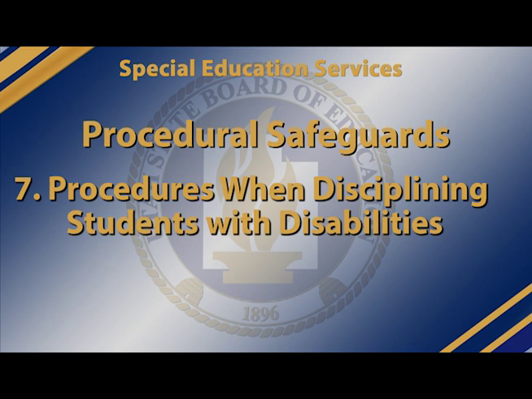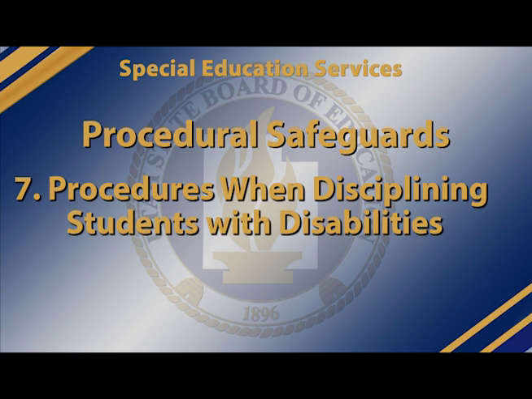Conditions that apply if there is no basis of knowledge. If an LEA does not have knowledge that a student is a student with a disability prior to taking disciplinary measures, the student may be subjected to the disciplinary measures applied to students without disabilities who engaged in comparable behaviors. If a request is made for an evaluation of a student during the time period in which the student is subjected to disciplinary measures, the evaluation must be conducted in an expedited manner. Until the evaluation is completed, the student remains in the educational placement determined by school authorities, which can include suspension or expulsion without educational services.